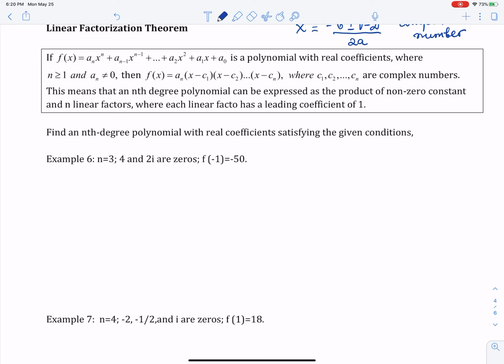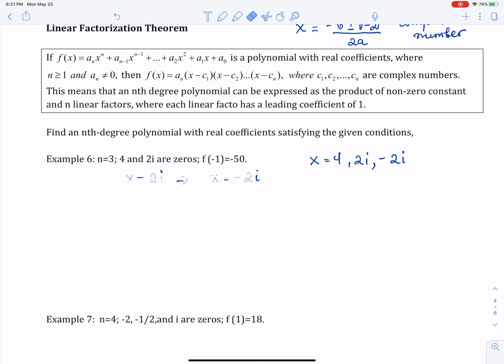So provided that 2i is a 0, this means that x equals negative 2i is also a 0. So all zeros in this polynomial, since it's powered by 3, there need to be 3 of them. x equals 4, x equals 2i, and x equals negative 2i are all the 3 zeros.